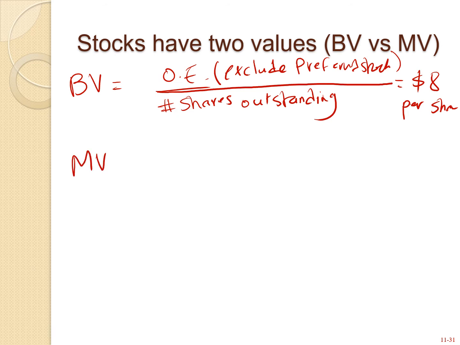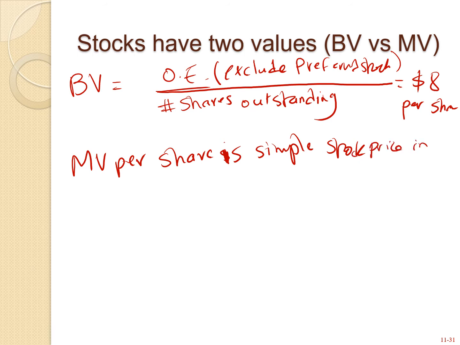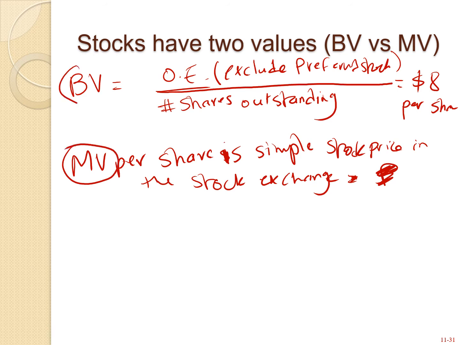The market value per share is simply the selling price or the trading price or the stock price in the stock exchange or stock market. So it's the stock price. So MV, market value, or book value. Let's assume this is equal to $10.